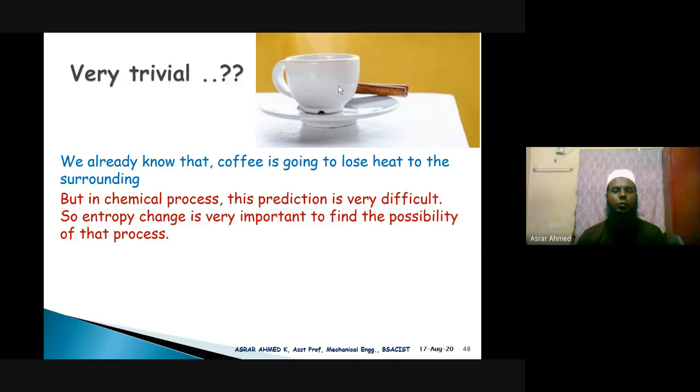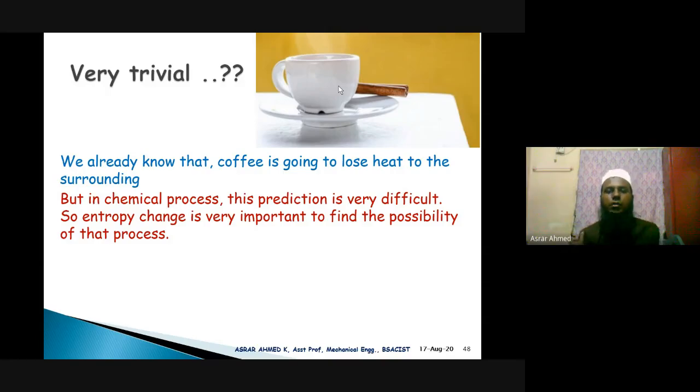If the entropy change is positive, then that process will occur. If the entropy change is negative, that process will not occur. So to check the feasibility of the process, whether it is spontaneous or will not occur, we are going to find out the entropy change, like what we have done in this case. That is why the second law of thermodynamics is used.